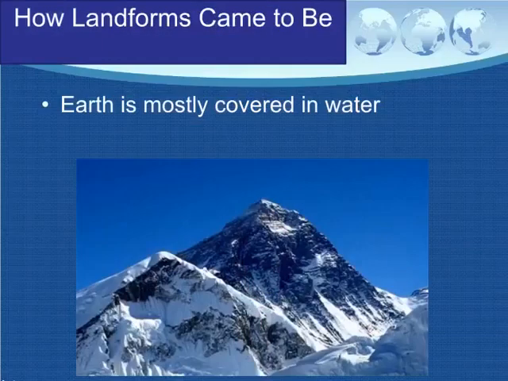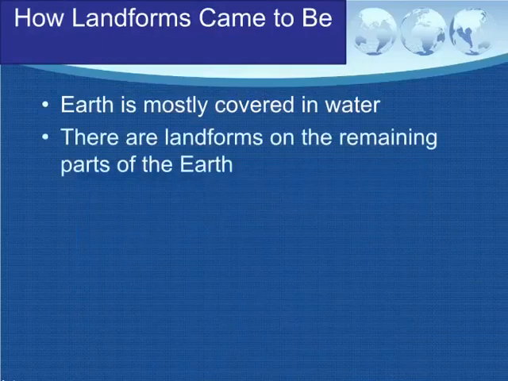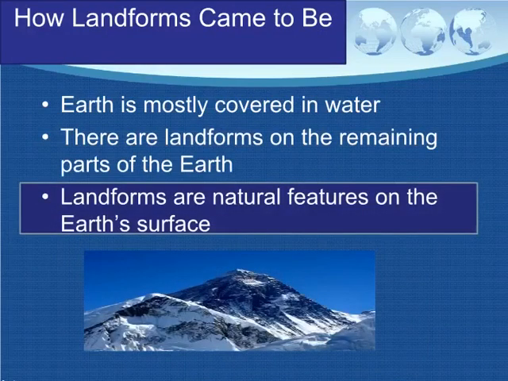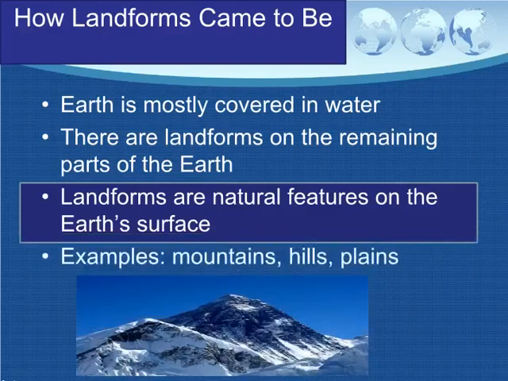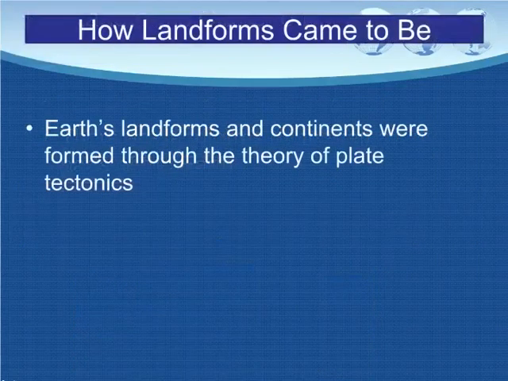Earth is mostly covered in water. There are landforms on the remaining parts of the Earth. Landforms are natural features on the Earth's surface. Examples: mountains, hills, plains. Earth's landforms and continents were formed through the theory of plate tectonics.